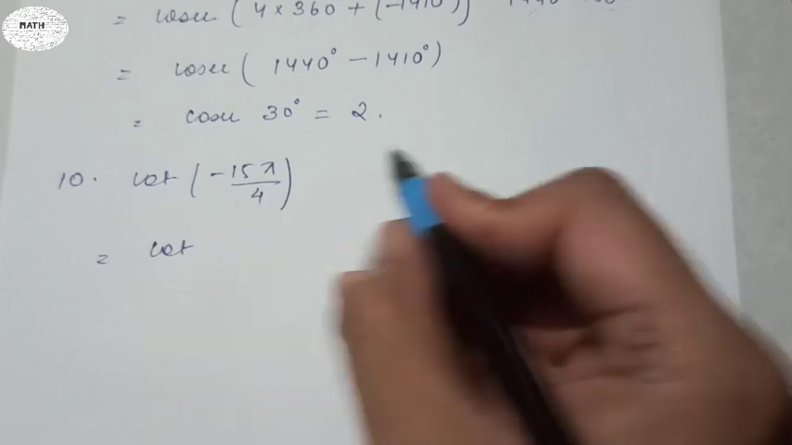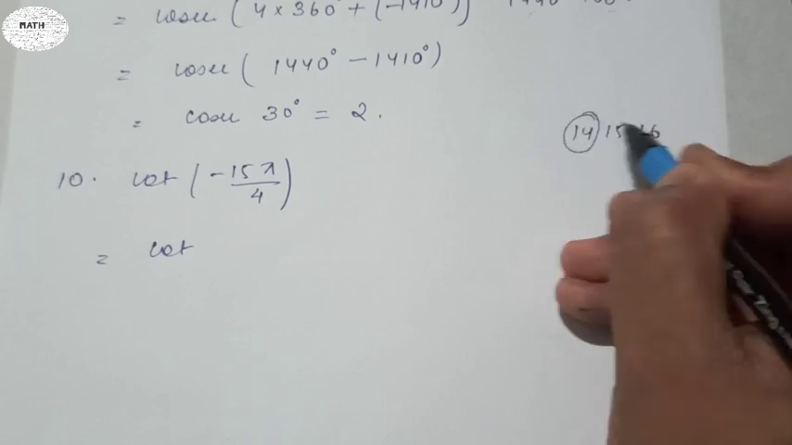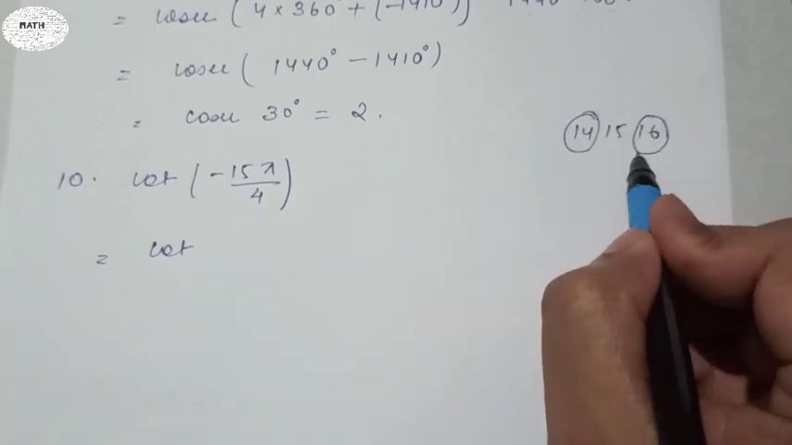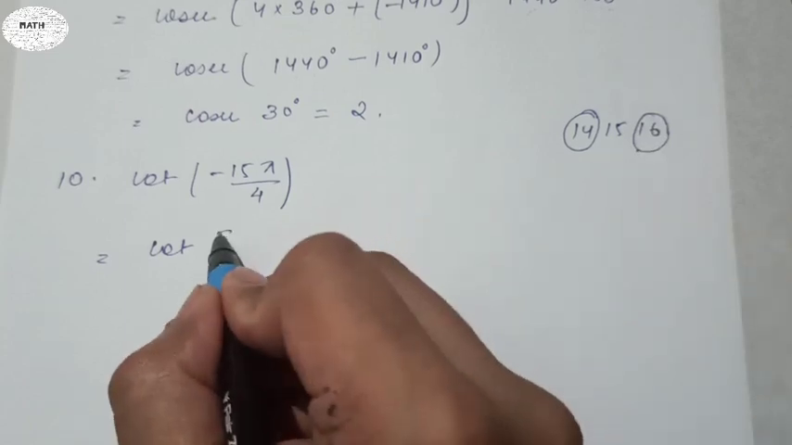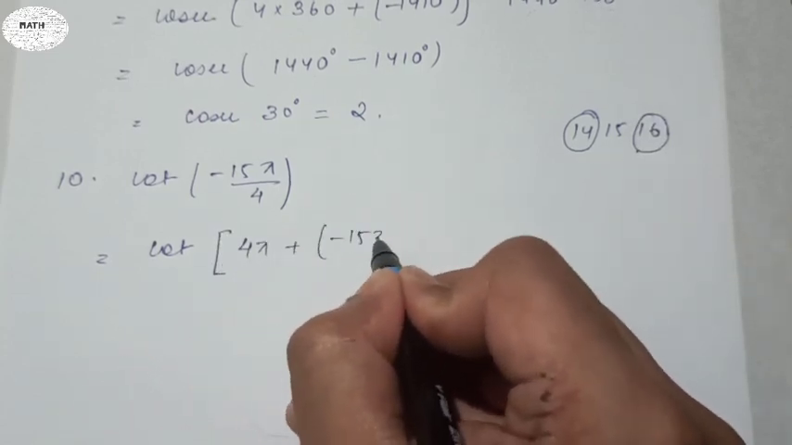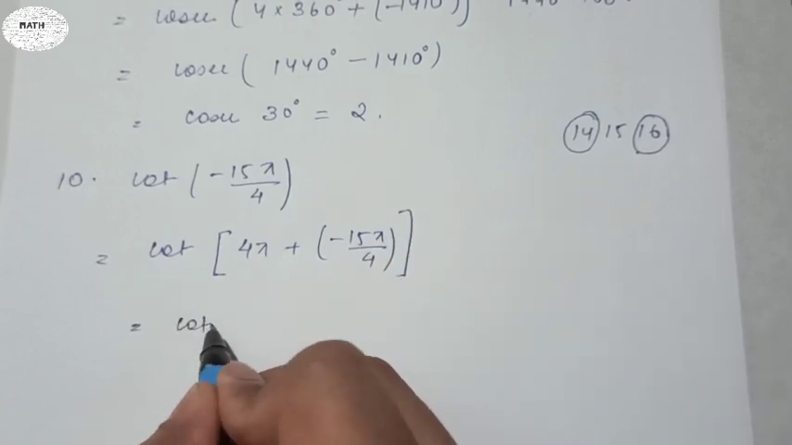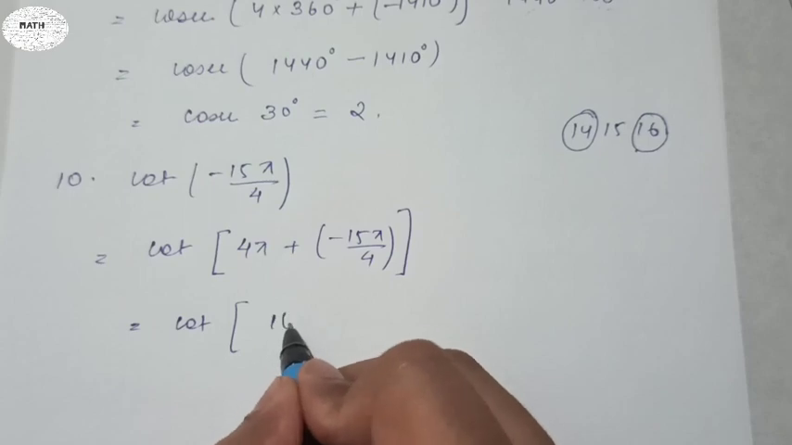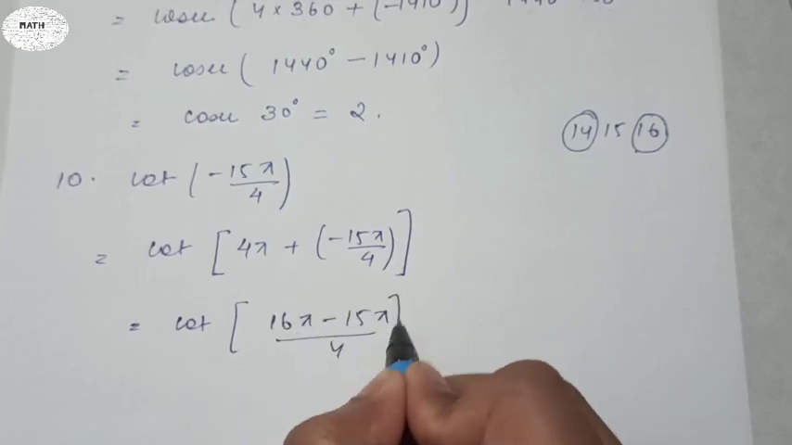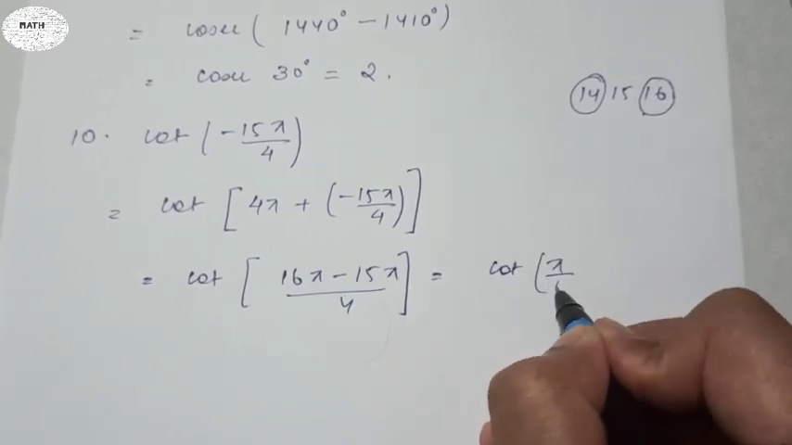I can do here cot, now 15 pi by 4. Closer to 15 are 14 and 16. Which is the number that is divisible by 4? Obviously 16. So can I write the next term in this manner then? 14 pi plus minus 15 pi by 4. And why I'm doing so is because if I do that, I'll get 4 into 4 is 16, so 16 pi minus 15 pi by 4. And that's nothing more than cot pi by 4.